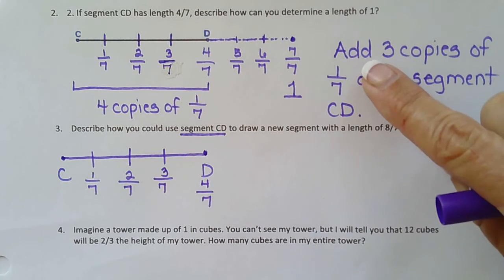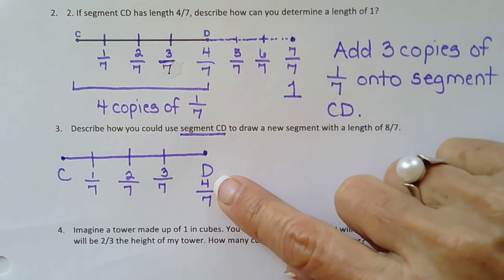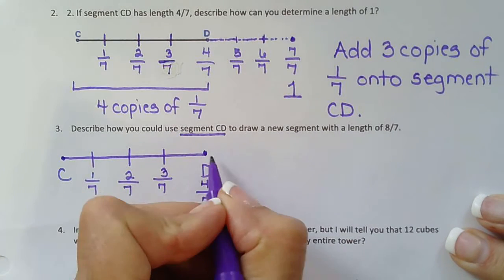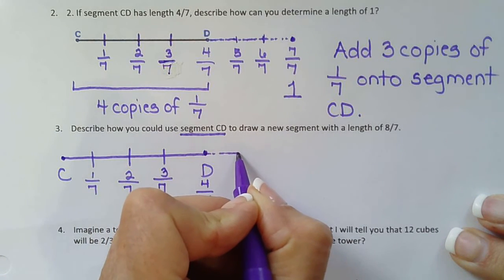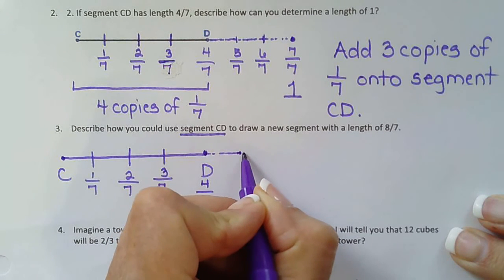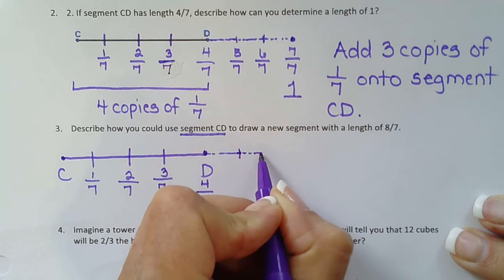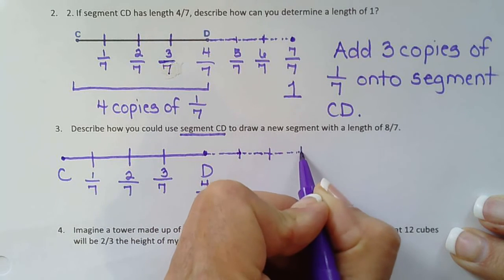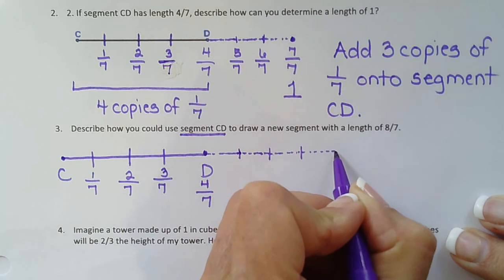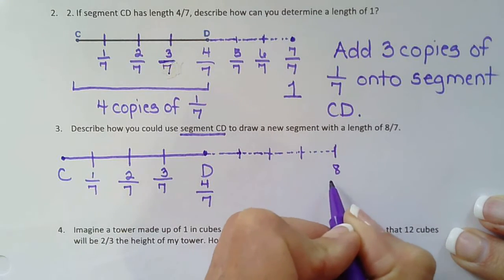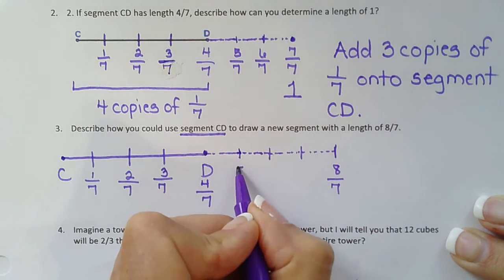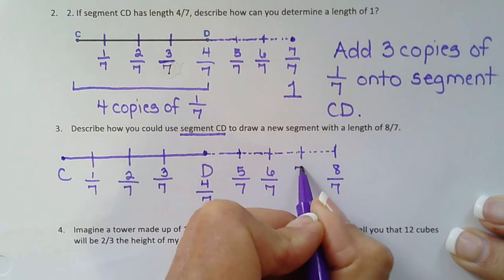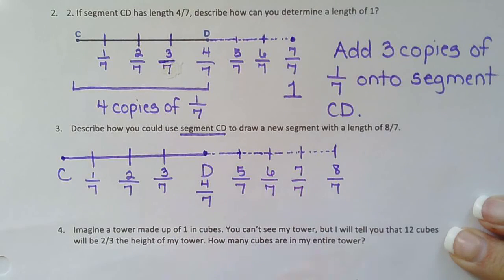So instead of adding 3 copies of 1/7, we need to add 4 copies of 1/7. Same thing as the one above. So there's 1 copy, 2 copies, 3 copies, 4 copies. So this would be 8 sevenths: 5 sevenths, 6 sevenths. Here's our 1, 7 sevenths, and then 8 sevenths.